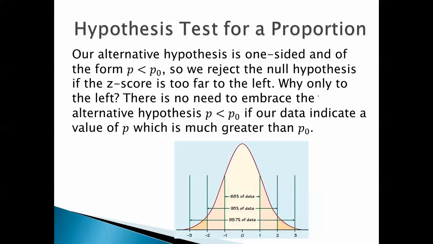Okay, our alternative hypothesis is one-sided, and it's of the form p is less than p sub 0. So we reject the null hypothesis if the z-score is too far to the left. Why only to the left? There's no need to embrace the alternative hypothesis p is less than p sub 0 if our data indicate a value of p which is much greater than p sub 0. So if you had a p that was over here, or even over here, you wouldn't embrace that alternative hypothesis. You would embrace the alternative hypothesis only if you had a z-score out here, and that would correspond to a value of p that was pretty small.